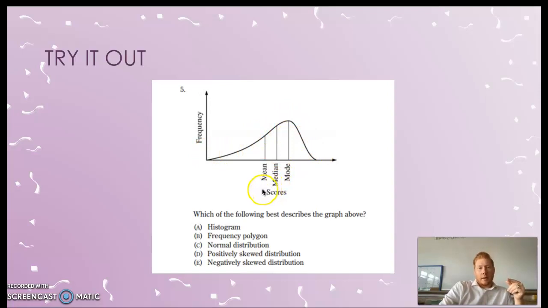Which of the following best describes the graph above? Histogram, frequency polygon, normal distribution, positively skewed, negatively skewed. You might be looking at this and wondering what is going on. Well, we know it's not a histogram, because it's very much not a bar graph or anything like a bar graph. Frequency polygon, I don't even know what that means. Normal distribution? Well, we know it's not a normal distribution.